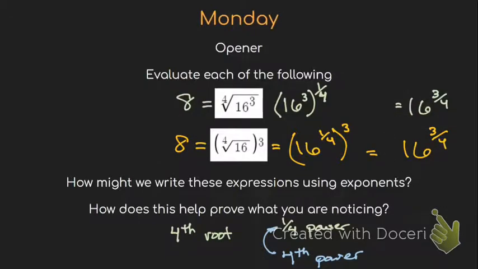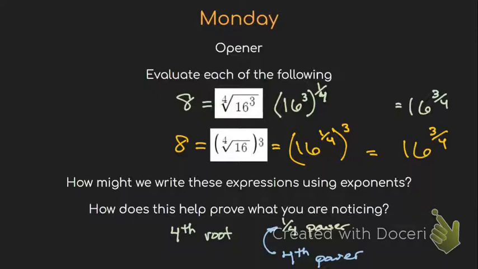So, what can we take away from this? Why did I give you this opener? What can we learn from it? Kira. Yeah, so this whole power to a power rule, right? Multiplying the exponents. Alora.